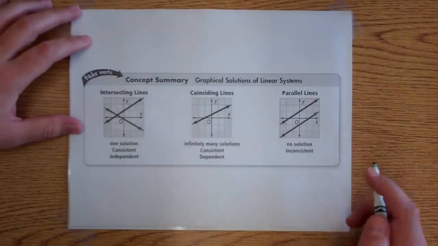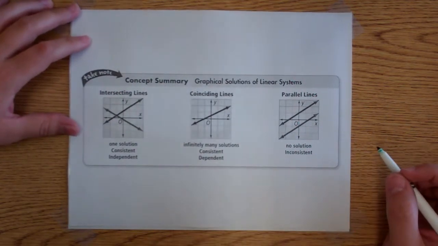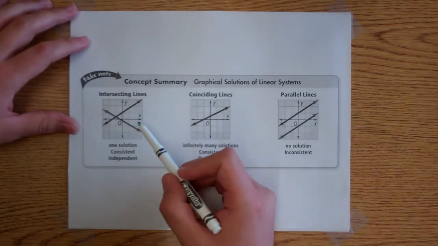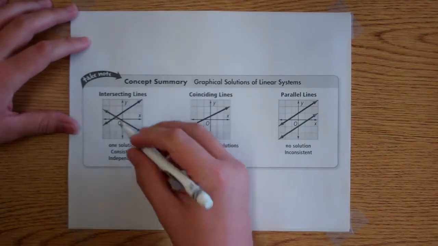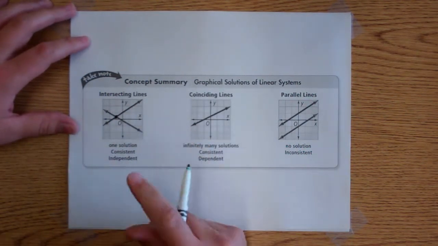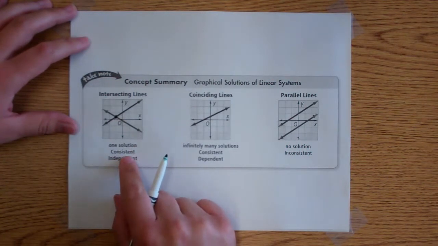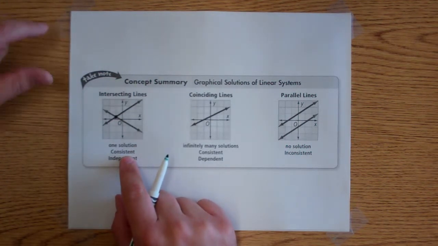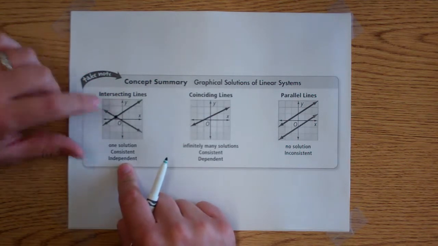All right, now let's go back to that inconsistent, consistent, and dependent stuff. So if your lines intersect, all right, so these lines intersect right there. That means you have one solution, it's consistent because it has a solution, and it's independent because it only has one solution.